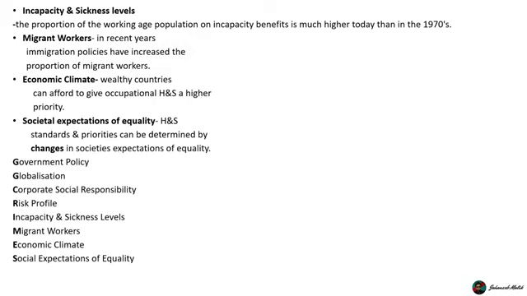Next thing we have is the societal expectations of equality. Health and safety standards and priorities can be determined by changes in society's expectations of equality. So it doesn't mean that if somebody is coming from the USA, he will get more health and safety as compared to the person who is already a national of the country. So society's expectation will be higher. So if a company is hiring a foreigner, then they need to give him the same health and safety standards as all their other workers. So that is also a very big factor.